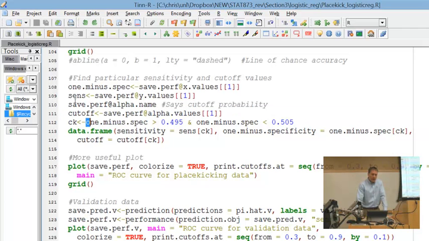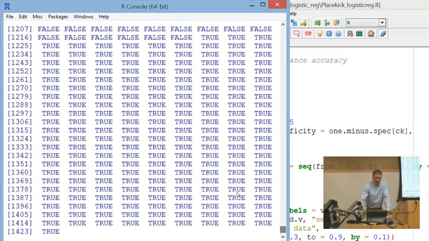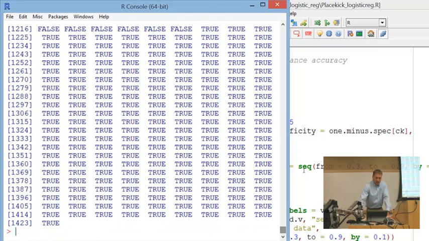Then what I want to do is create a true-false indicator for whether or not my 1 minus specificity is close to 0.5. So the first thing I do is look at one.minus.spec greater than 0.495. What does that return if I just execute that part of code? It gives me trues and falses, corresponding to whether that value is greater than 0.495.